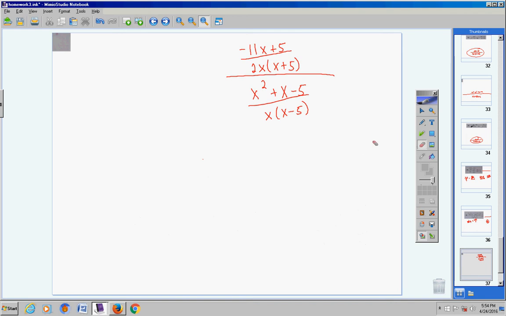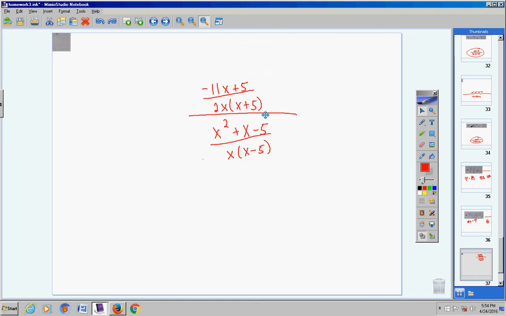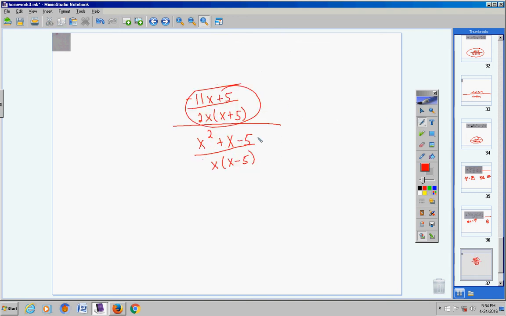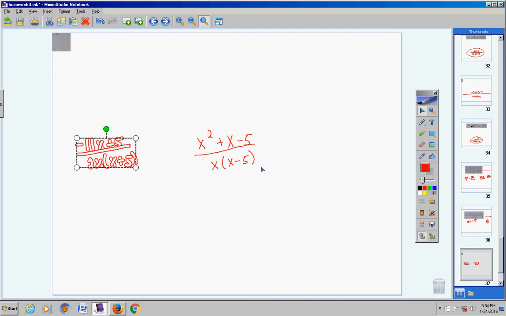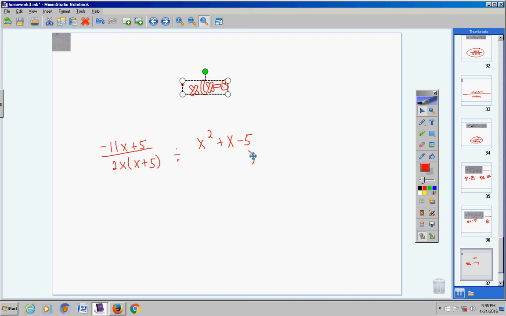So I have the top fraction here, being divided by the bottom fraction here. So let's take my top fraction and slide that right over here. Top fraction being divided by the bottom fraction. So I've got to flip this fraction around. It shouldn't be too difficult to do. And now we're going to multiply.